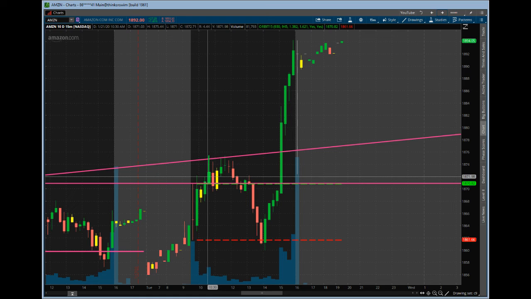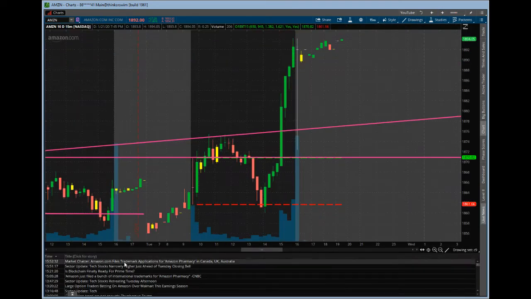It was a pretty weak day today, worked its way up, had all these dojis up here. It kind of came down with the rest of the market, and then they came out with registering all this Amazon pharmacy stuff all over Europe, right? So we'll see what the game plan is with that. You can see here, market chatter: Amazon files trademark application for Amazon pharmacy in Canada, UK, and Australia.